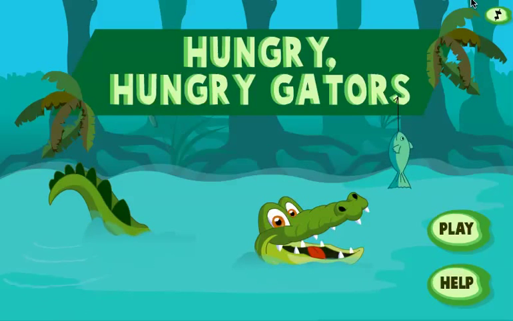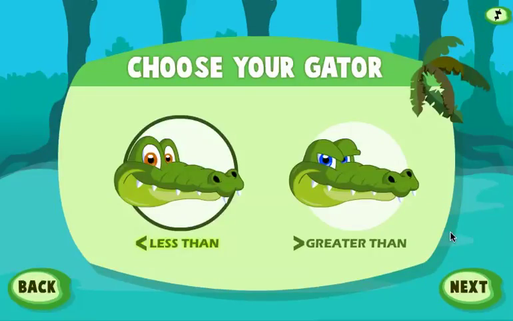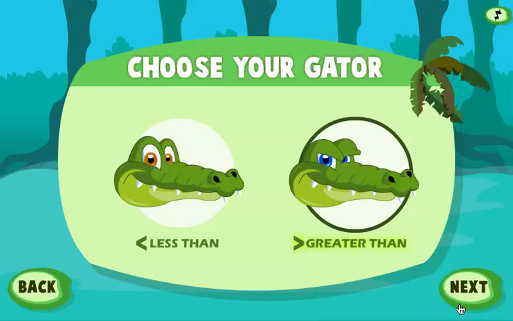And so I've tried to make a game where students perform the same tasks as they would when comparing numbers with alligators. So watch what happens. I click play. Now I can choose to be the less than alligator or the greater than alligator. Most kids are going to try to be the greater than alligator. That means when there are two numbers, you have to pick the bigger one. So I click next. I'm going to go to the greater than, click next.